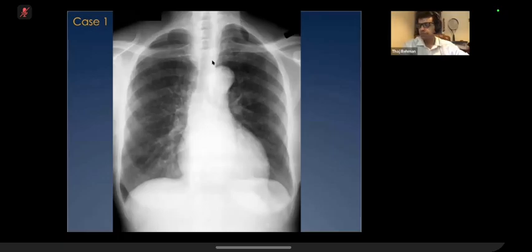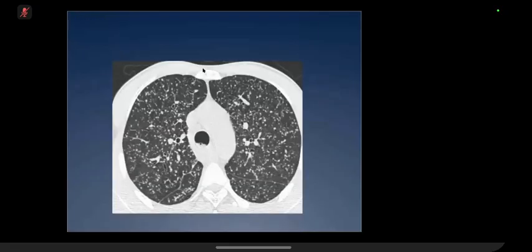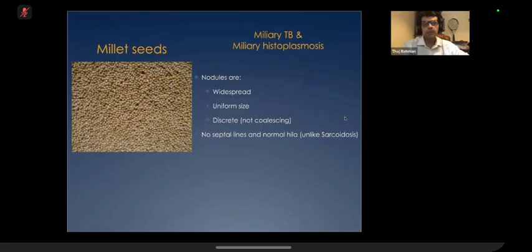And the diagnosis is? So the first differential is miliary TB. Other differentials are miliary metastasis like melanoma, renal or thyroid. So that is the HRCT appearance of miliary nodules: uniform sized nodules all over the lung, not sparing or predominantly affecting any particular area. Miliary nodules, and that's what the name comes from. Miliary TB and miliary histoplasmosis: nodules are widespread, uniform in size, discrete, which means they are not coalescing, and there are no septal lines, and the hila are normal, unlike sarcoidosis.